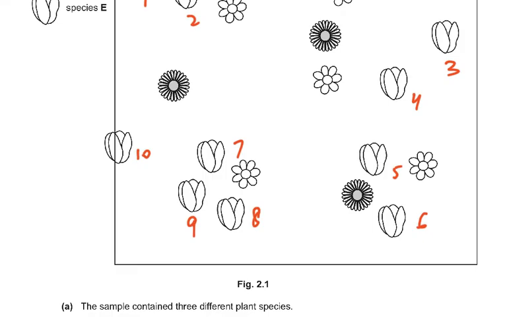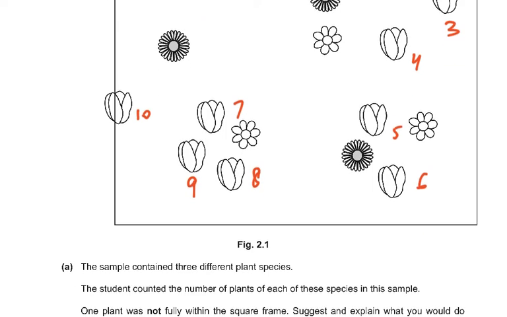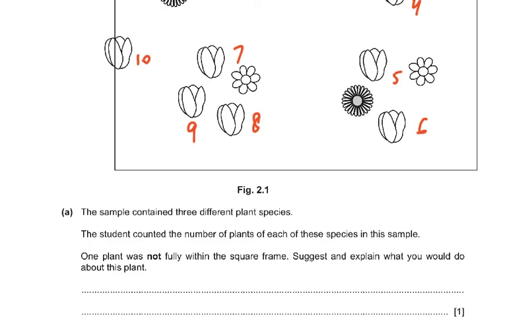Then it says the sample contained 3 different plant species. Fine, we look at it and we think about it. The student counted the number of plants of each of these species in this sample. One plant was not fully in the square. You can see this one is not fully within the square frame. Suggest and explain what you would do about this plant. Well, 2 things. One is that you can count it because more than half is inside the square. Or you can say, no, we cannot count it because we cannot count half an individual, so we will exclude it. It is not fully in the square, and we cannot count a plant because it's not fully inside the square.